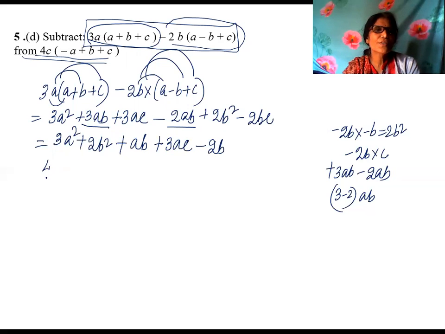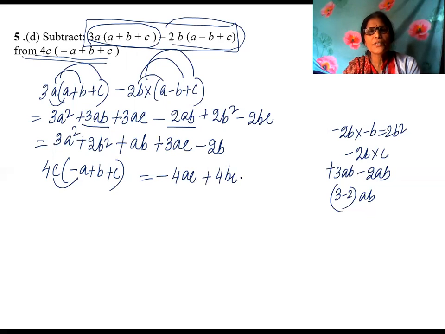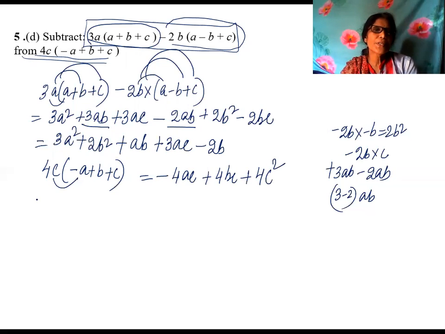Then I'll go for the last one. 4c into minus a plus b plus c. So go on multiplying. This will be minus 4ac plus 4bc plus 4c square. Now I'll subtract.